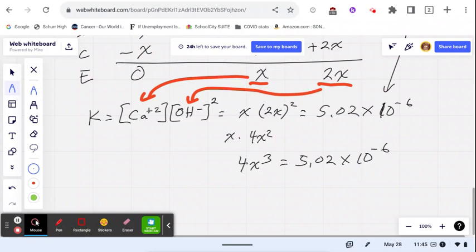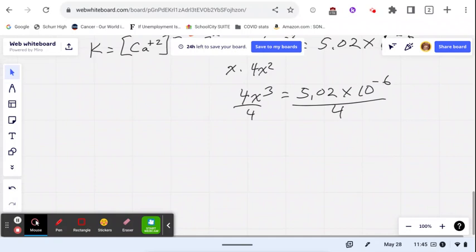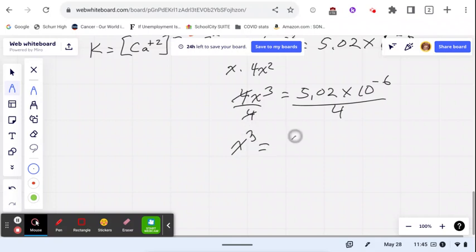It wasn't as simple as X squared like the other one, but still it's not too bad. Now all you have to do is get X cubed by itself, which means divide both sides by 4. Dividing both sides by 4 means we cancel the 4s on this side, and you end up with X cubed equals 5.02 times 10 to the minus 6, divided by 4.